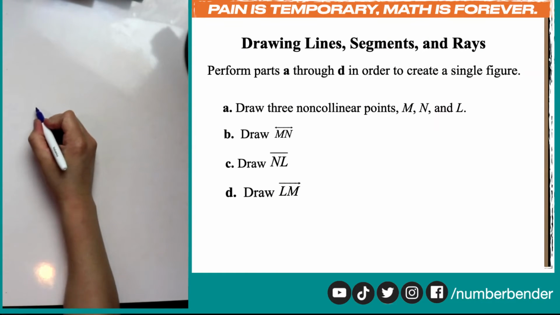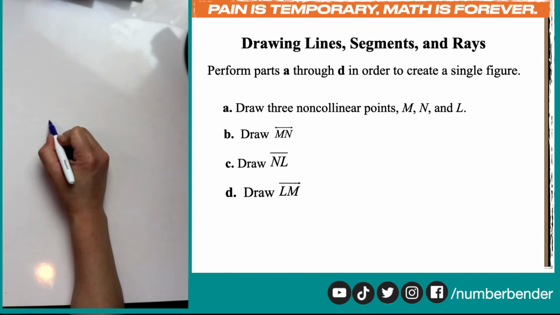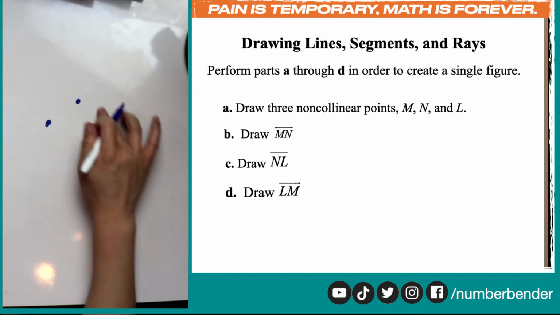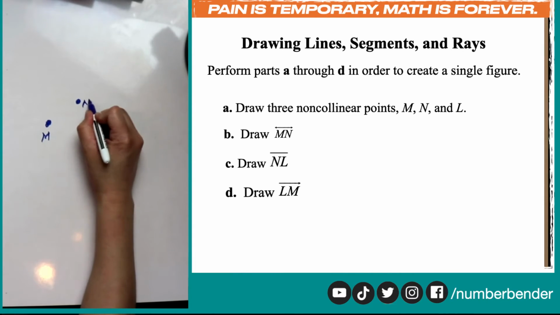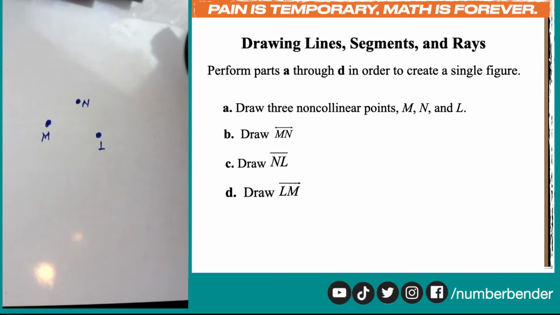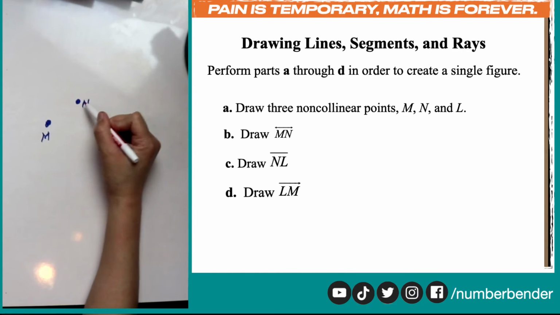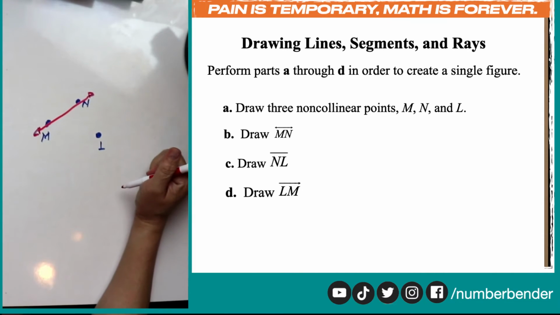isulat using its instructions. So, point A, we need to draw three non-collinear points M, N and L. So, non-collinear, so dapat hindi siya magkakaparehas ng, or hindi siya pwede sa isang linya. So, ito ay non-collinear, A, B, C, or in this case, M, N, and L. And now that we have this, the next thing that we need to do is to work on the second instruction, which is to draw line MN. This is M and this is N, and we know that line extends on both ends. So yan yung ating line MN.